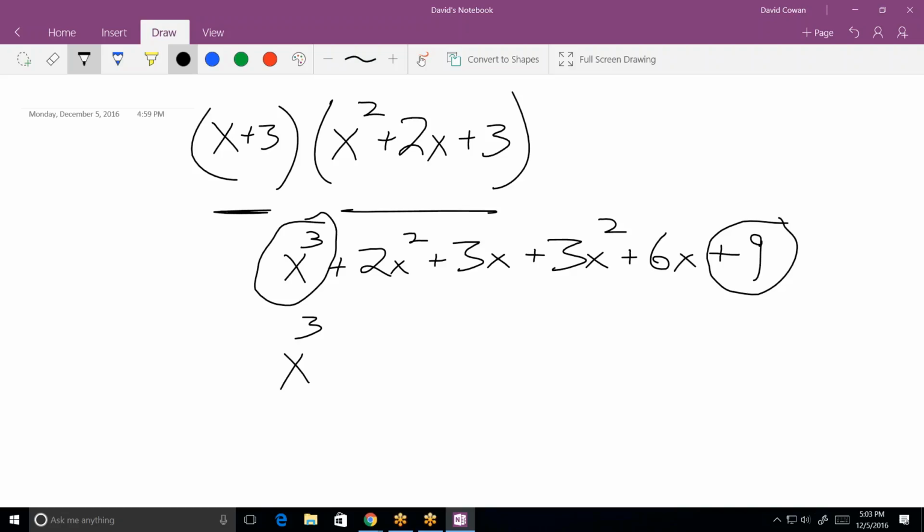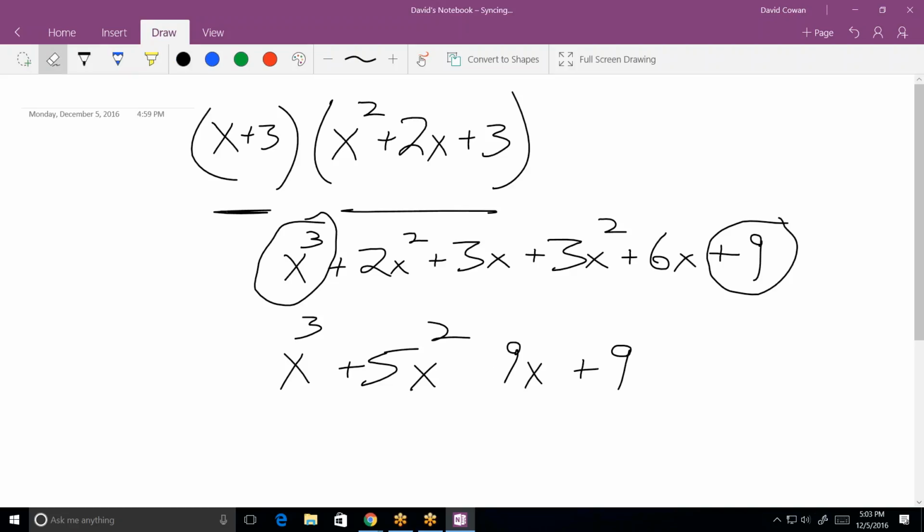How many x squareds do we have in sum? 5x squared. How many x's do we have in sum? 9x. Again, plus. The plus is vital because this is part of a polynomial. If I don't write a sign in front of that, it actually has no meaning. If I left it like that, nobody would know what I was talking about. So the plus is not assumed when it's part of a polynomial. You have to put it in.